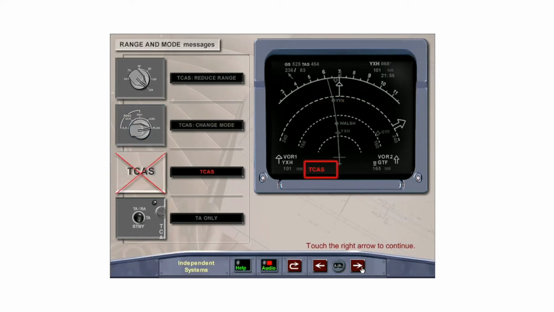The navigation display will display the message TCAS in red associated with an ECAM warning if the TCAS experiences a failure. The message "TA only" is displayed when the TA-RA switch is selected to TA.